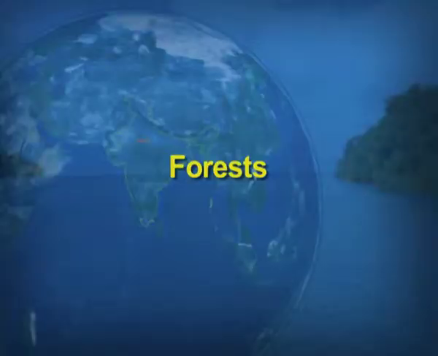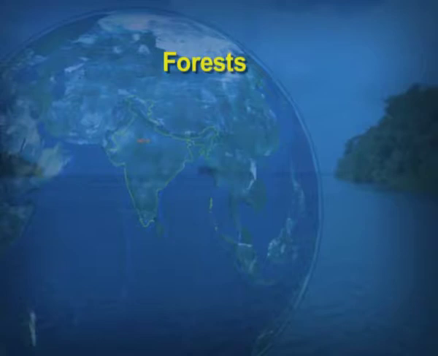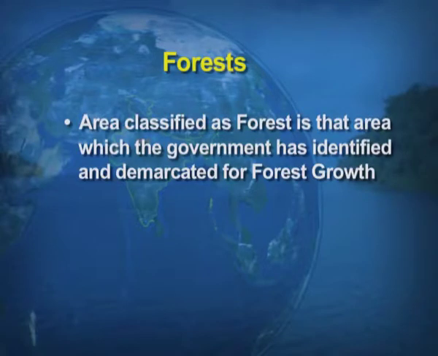Children, you must think about what can be the reason for the decrease in the percentage of land under wasteland. That means we are making all efforts to improve the barren lands and bring that land under agriculture. So first we take up the forest land. Now what is the forest land? The area classified as forest is the area which the government has identified and demarcated for forest growth.